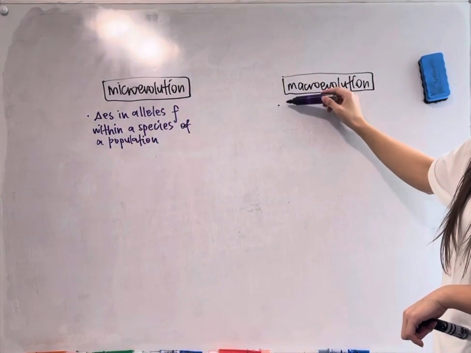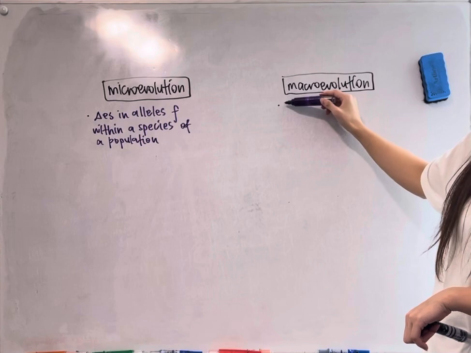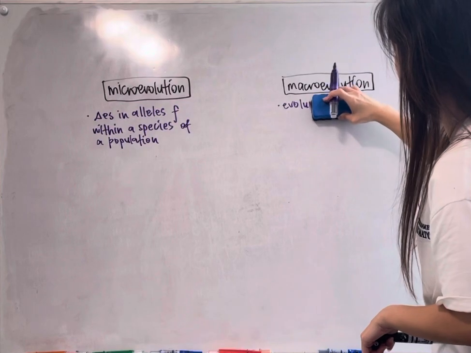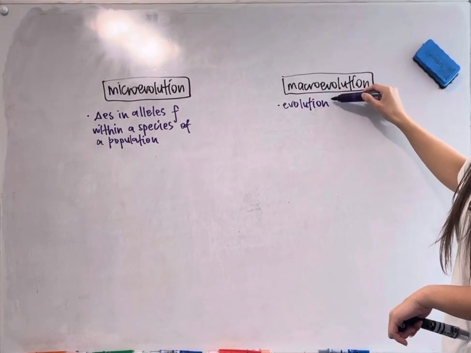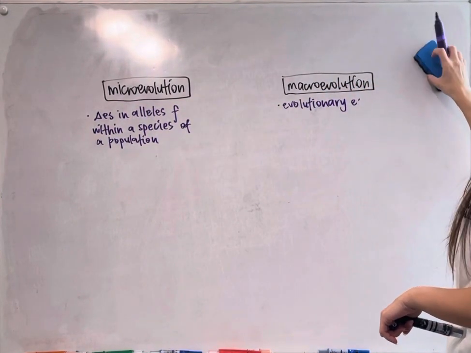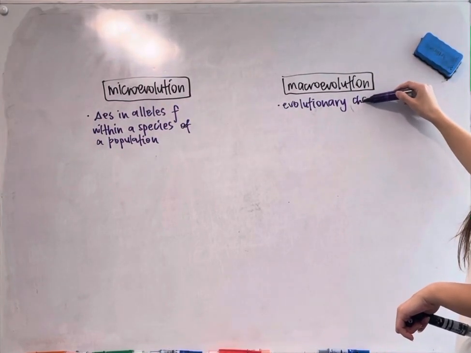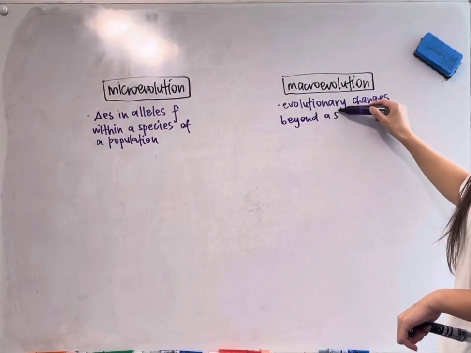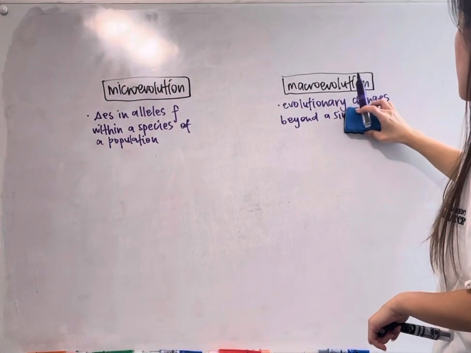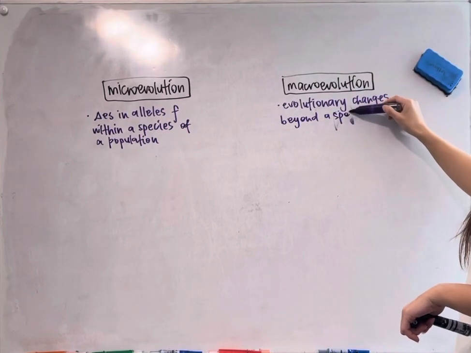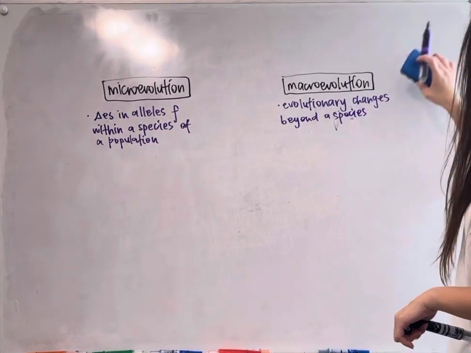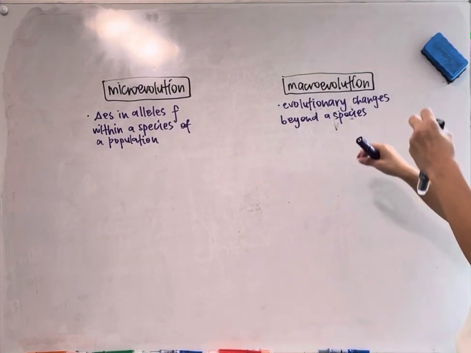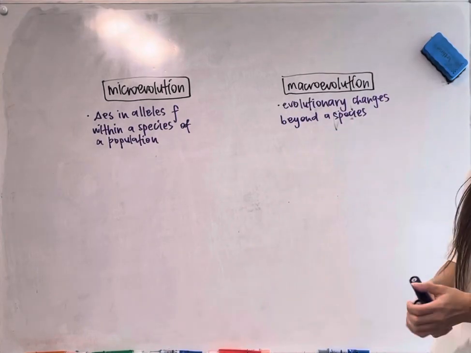The definition of macro is always going to be what? Please take note. The definition of macroevolution is evolutionary changes beyond a single species. So evolutionary changes beyond a species. This is the definition of macroevolution. The moment you have macro, you have the formation of 2 or more species.